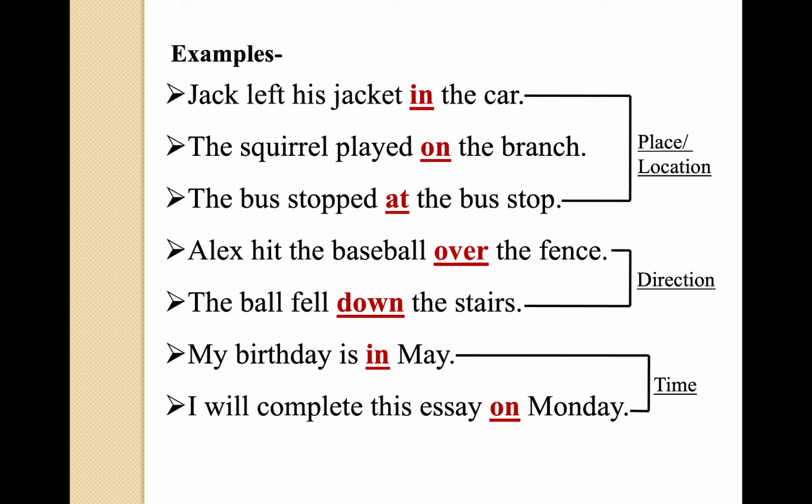Lastly, the prepositions "in" and "on" tell us about the relationship between the noun and the other part of the sentence with respect to time. These examples come under the type preposition of time. Now we will learn about these different types in more detail.